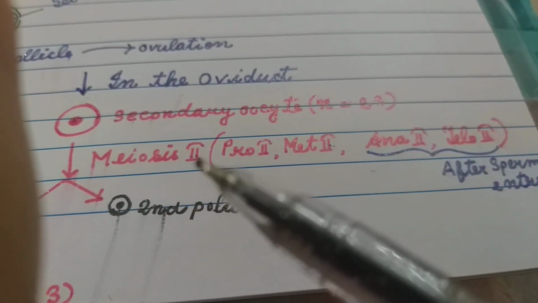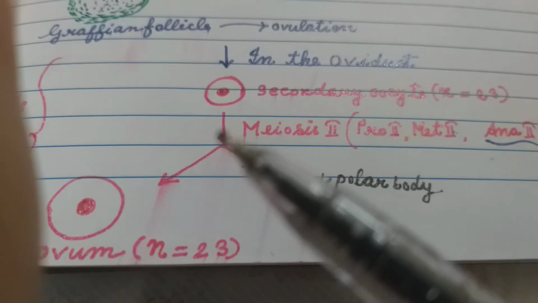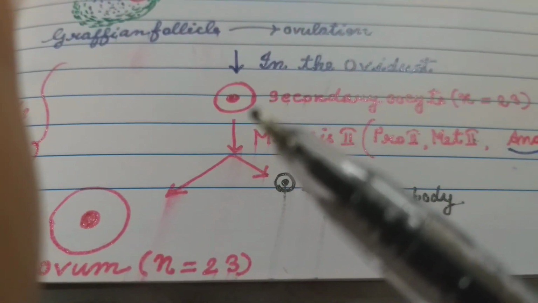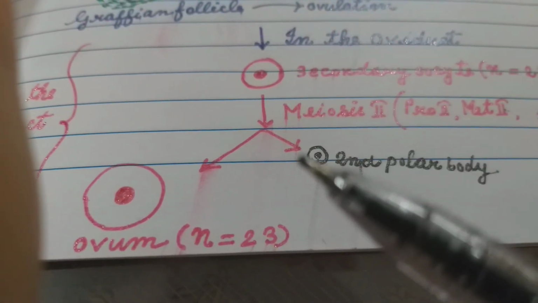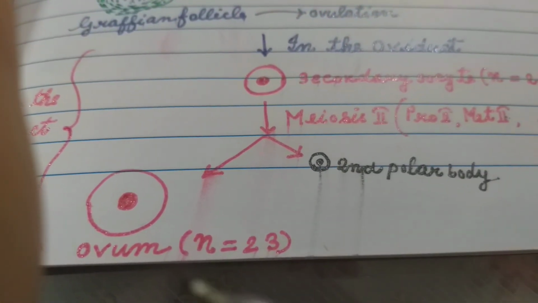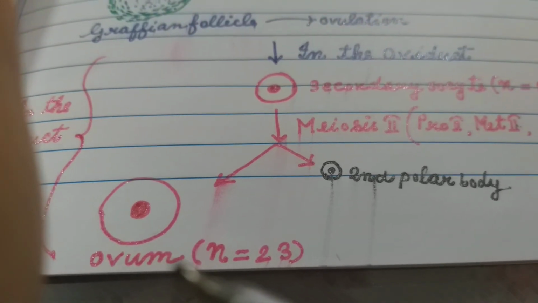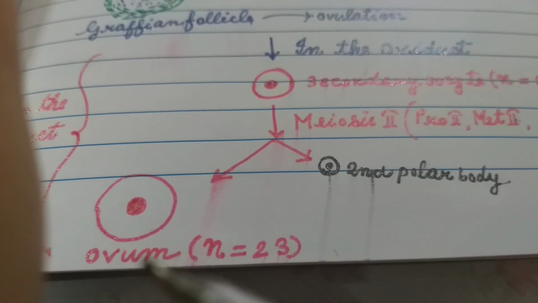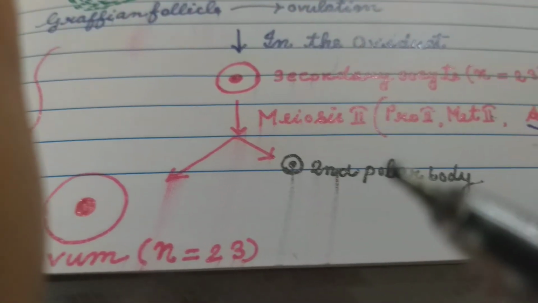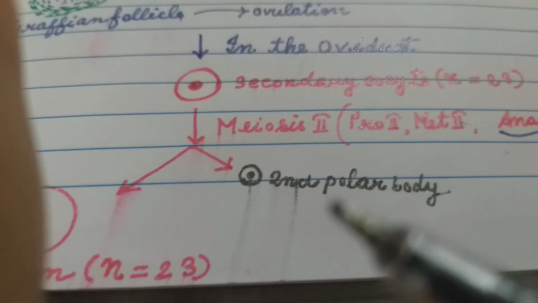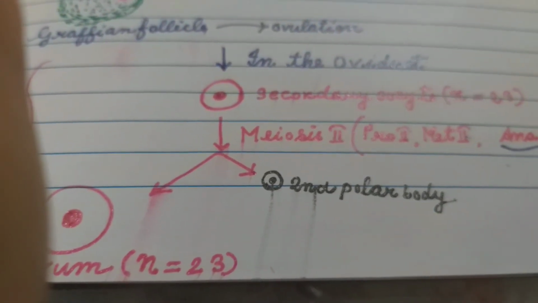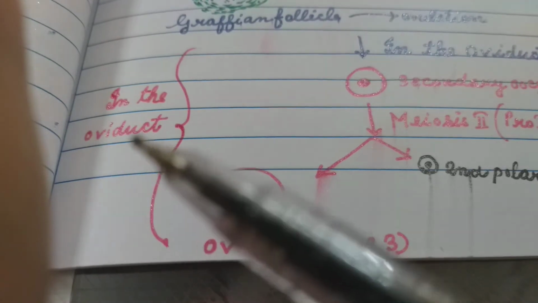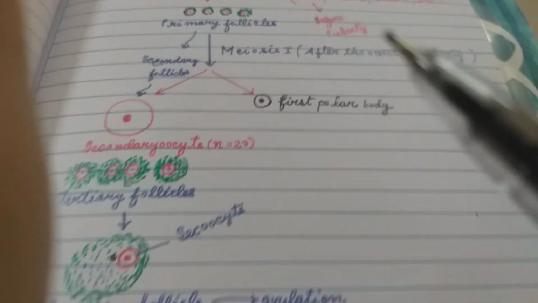Because of second meiosis, now the secondary oocyte inside the oviduct is divided into two unequal haploid cells. One is very large called ovum, egg or oocyte, 23 chromosomes. The other is very small, that is called second polar body. So meiosis 2 occurs in the oviduct. Meiosis 1 occurs in the ovary.